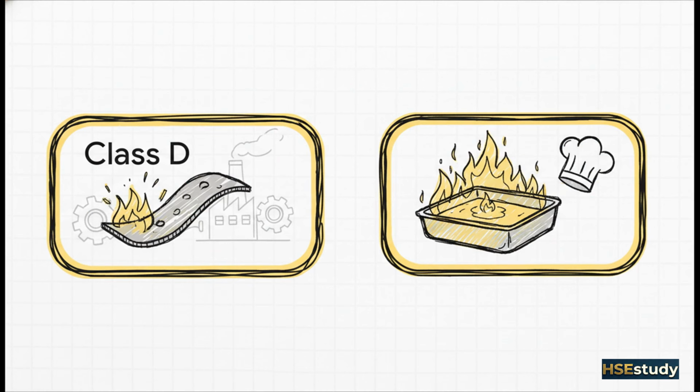Now you might see a couple of other letters out there, D and K. Don't worry too much about these unless you're in a very specific environment. Class D is for really exotic stuff, like combustible metals in a factory. And Class K is specifically for commercial kitchens. Think deep fryers and cooking oils. For most of us, A, B, and C are the ones you have to know.